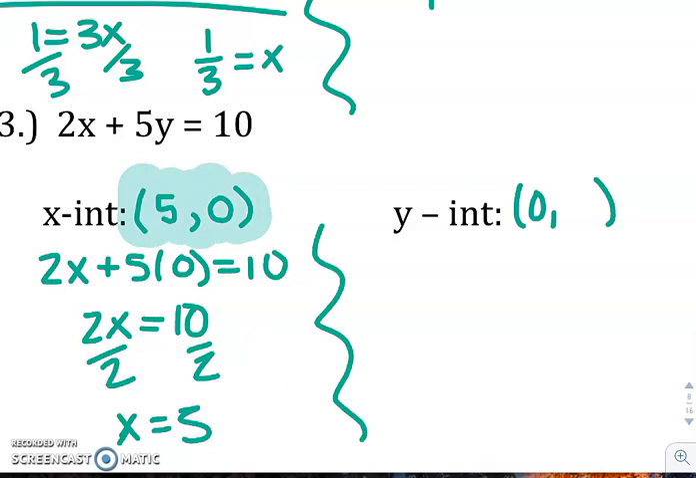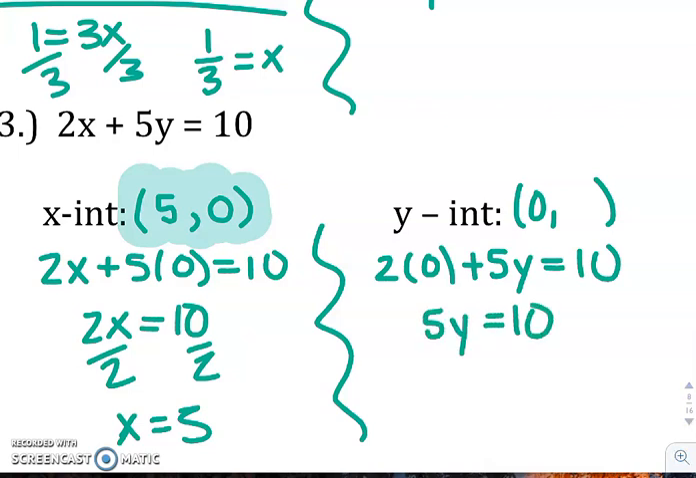When we go to solve for the y-intercept, make x 0, so 2 times 0 plus 5y equals 10. 2 times 0 is 0, it just goes away. You're left with positive 5y. Divide by 5. y will be 2. So your y-intercept is 0, 2.